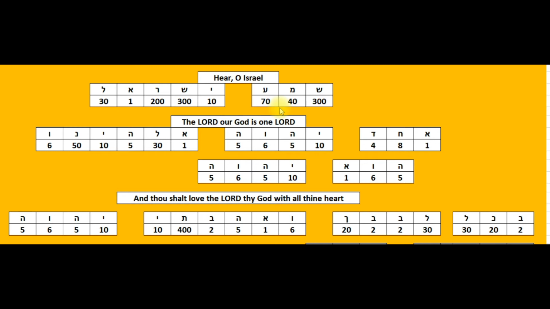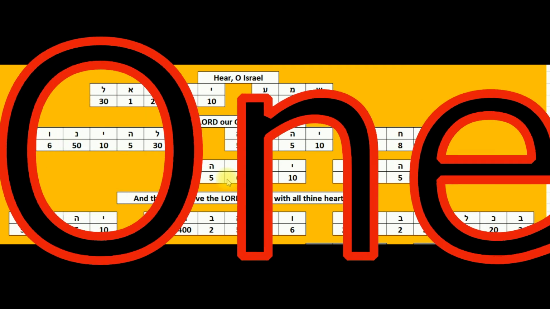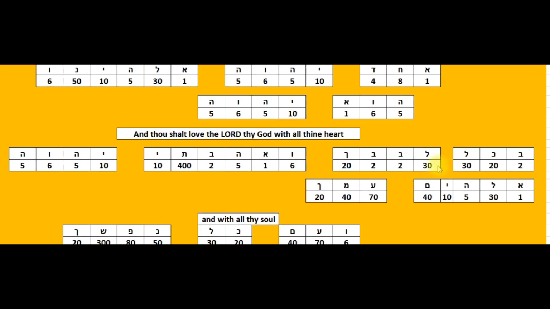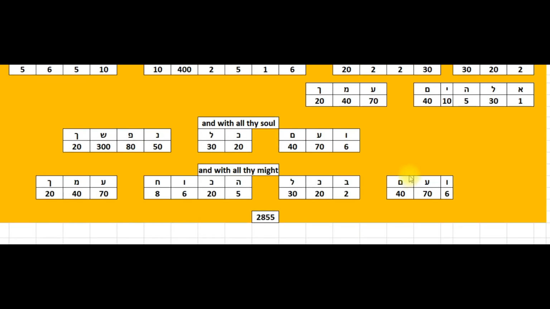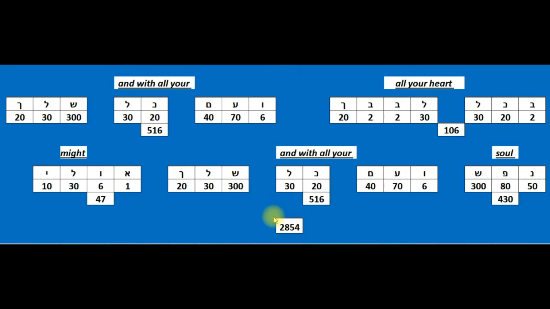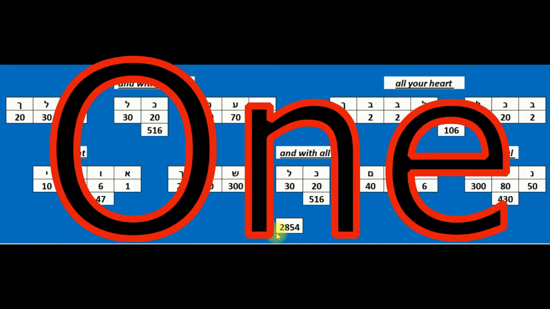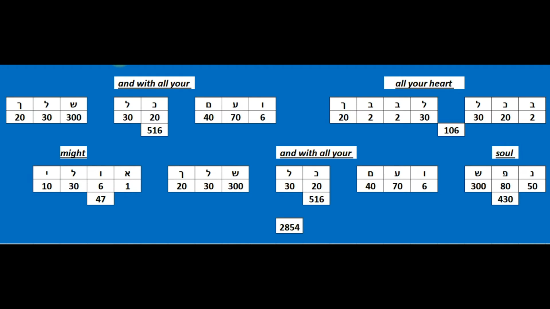The Deuteronomy version, "Hear, O Israel, the Lord our God is one Lord. And thou shalt love the Lord thy God with all thine heart, and with all thy soul, and with all thy might." Now the sum total Hebrew gematria letter value here is 2855. That is a difference of 1 between the two verses, which are very similar but have different wording, and there is only a difference of 1.